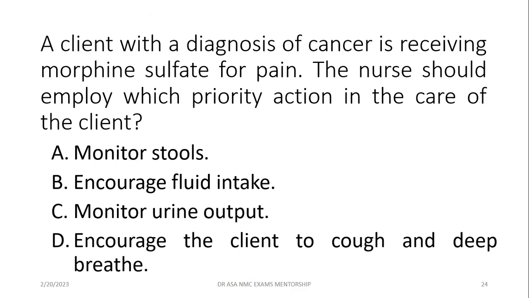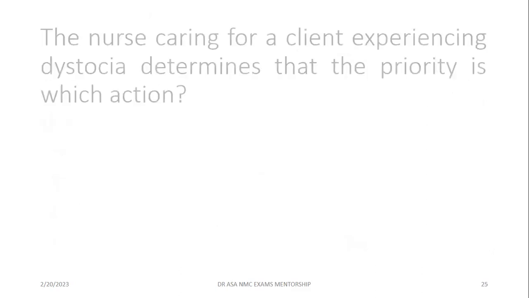So if you look at all these things, monitor stools, that's defecation, elimination. Fluid, that's water. Urine output, that's elimination. Encourage the client to cough and deep breathe, that is airway clearance. So which one takes priority is airway clearance, which has to do with coughing. So if you understand the way these things go, you will always be able to answer the questions. Assess before you implement. Independent actions before dependent nursing actions. These are the tricks you need to apply, okay? And you will always be able to get your answers right.